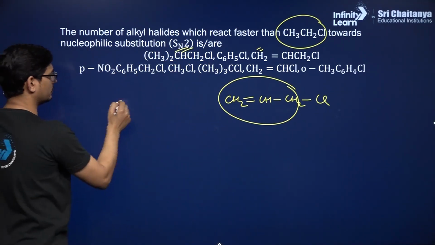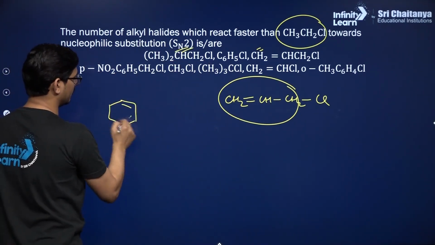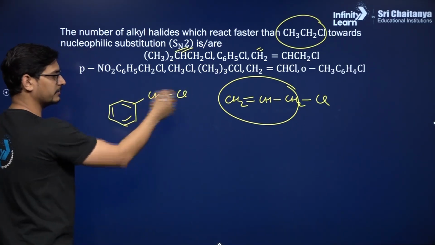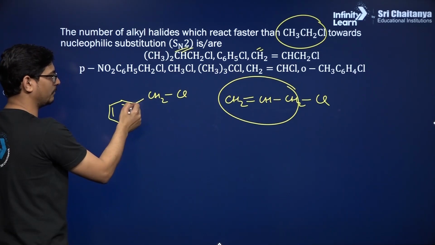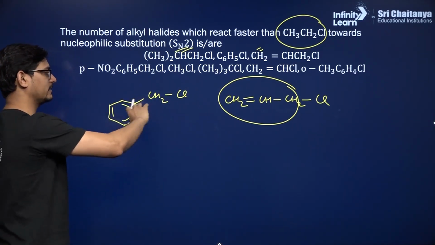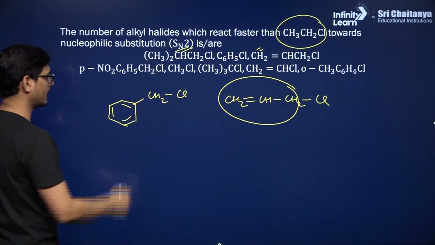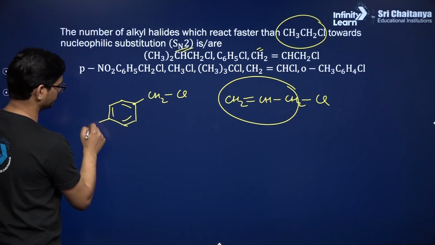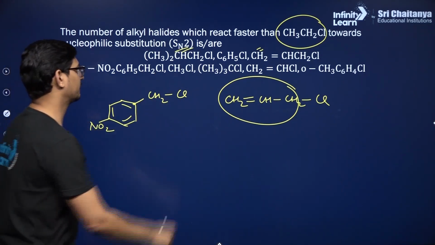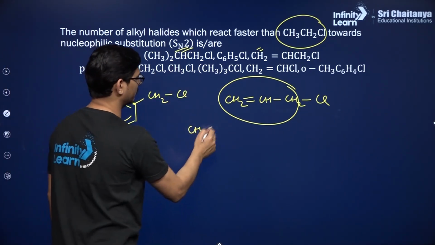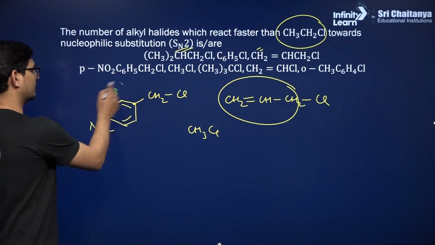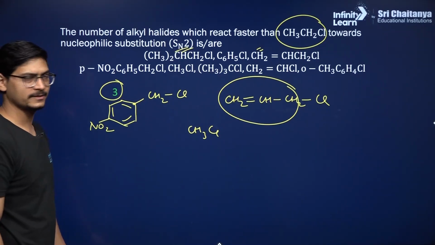Then this molecule also, it is benzyl again, right? See, the carbon to which the leaving group is attached, this carbon is joined to a pi system. So in the pentavalent transition state, this pi system will stabilize this carbon. And we also have a NO2 group which will make it more electrophilic and hence more reactive. And of course CH3Cl is a very reactive molecule. It is more reactive than CH3CH2Cl, right? So the number of molecules which react faster than ethyl chloride is 3.